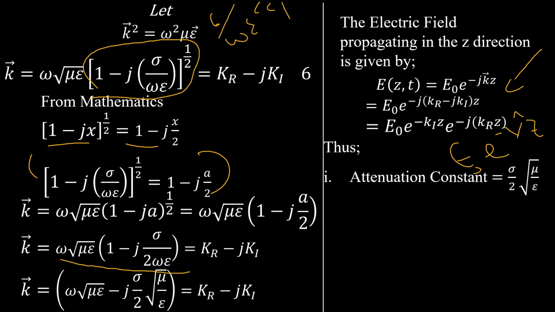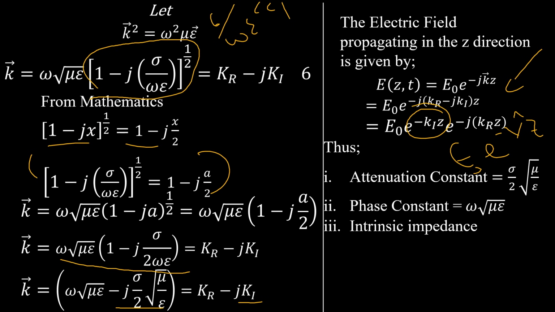So our attenuation constant is going to be this term. So this is going to be our attenuation constant. From here, we'll do the comparison. Our ki is going to be our attenuation constant. Now our phase constant is going to be this, which is kr, and our intrinsic impedance should be this expression in this context of a good dielectric. So we have a problem.